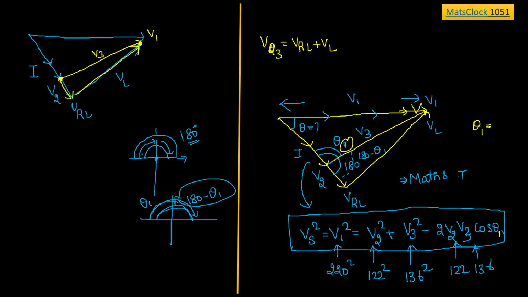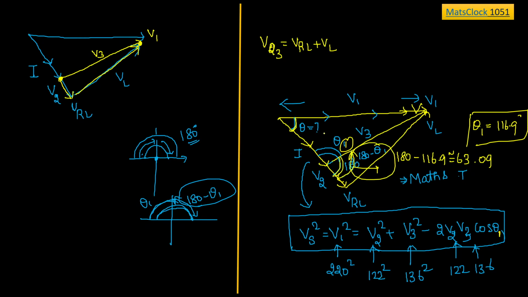I am getting the value of theta 1 as 116.9 degree. If you substitute that value of theta 1 here, see that you know the phase angle difference between these two positions. That is 180 minus theta 1. So 180 minus 116.9 degree, approximately I am getting 63.09 something. Now see there, this position and this position. What is the difference between this and this? Almost both are the same according to the triangle.